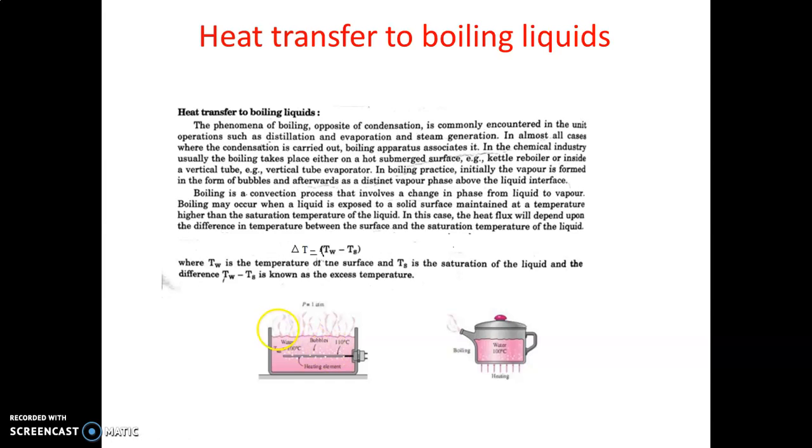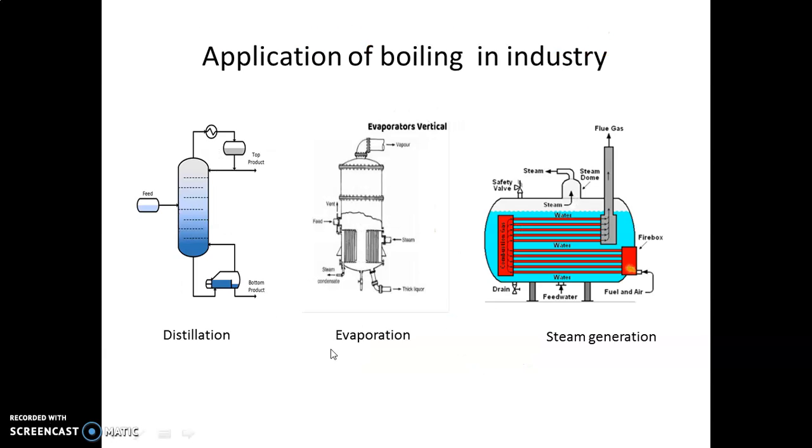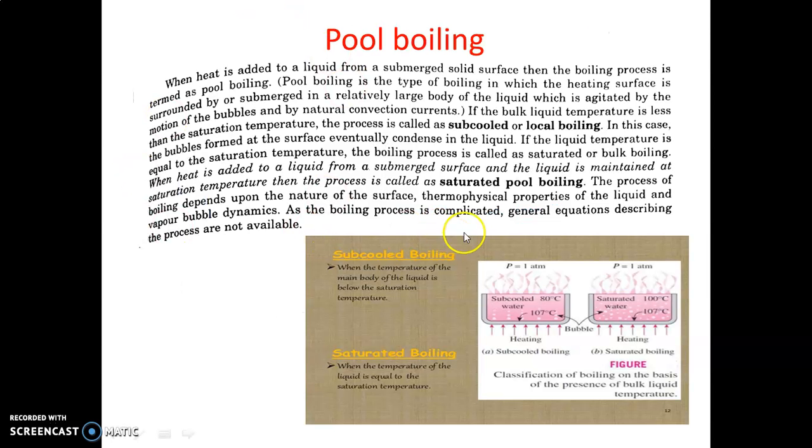So note that pool boiling is nothing but maintaining a pool of liquid on that hot surface. There are two types of pool boiling. First is called subcooled or local boiling, and second is called saturated pool boiling. First we discuss what is meant by subcooled or local boiling.